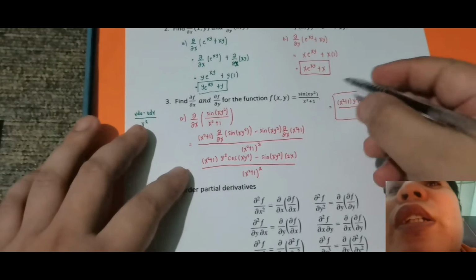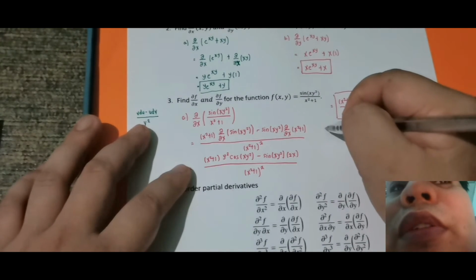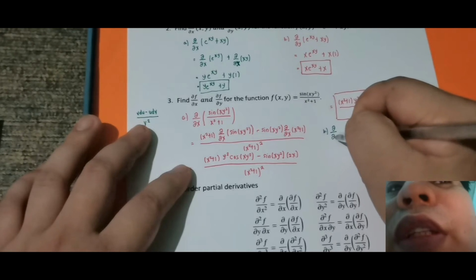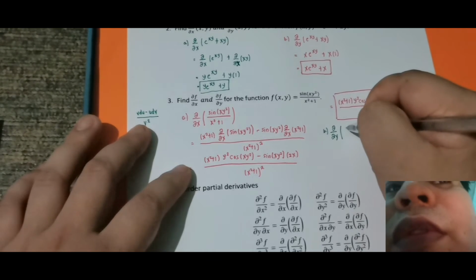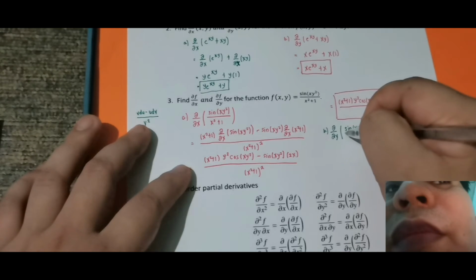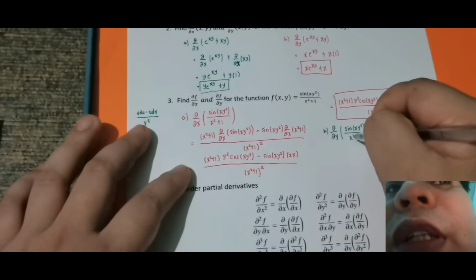Okay, so next is yung partial niya with respect sa y. So yung partial niya for letter B, so hoping na may clear, this is partial derivative with respect sa y nung sin x y squared all over x squared plus 1.